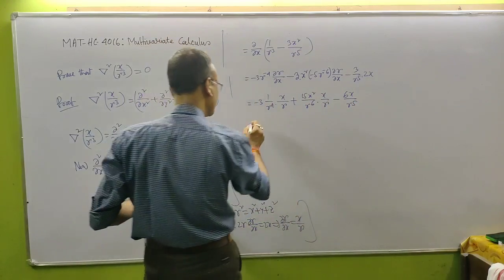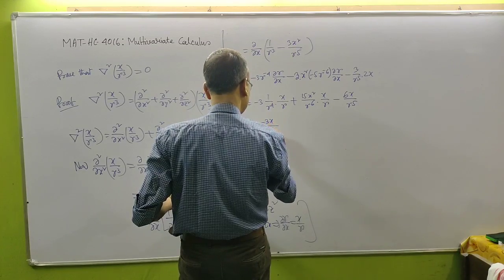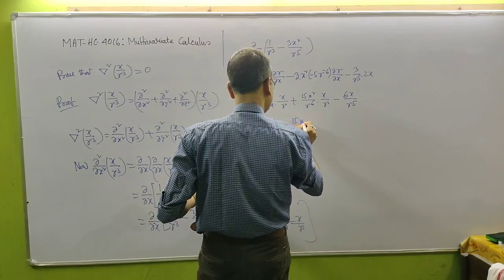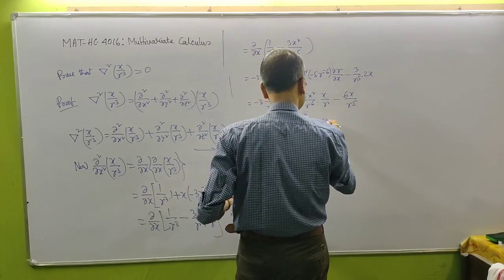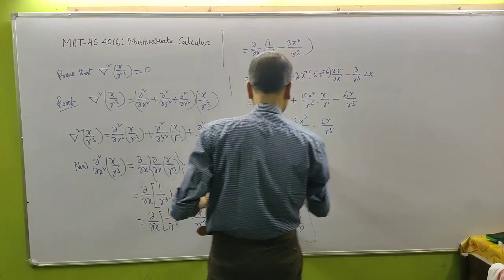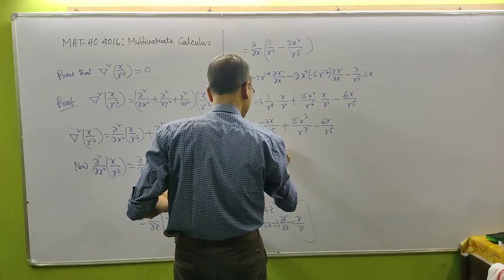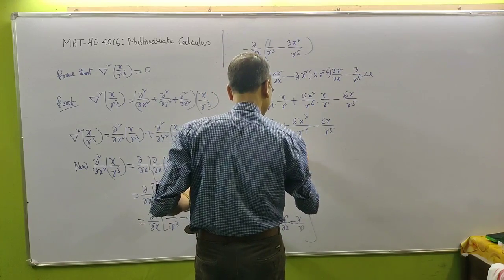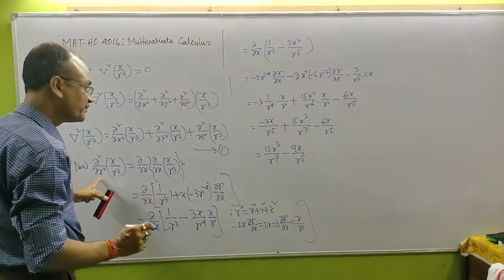6x by r to the power 5. This is equal to minus 3x by r to the power 5 plus 15x cube by r to the power 7 minus 6x by r to the power 5. This is equal to 15x cube by r to the power 7 minus 9x by r to the power 5. We have got this one.